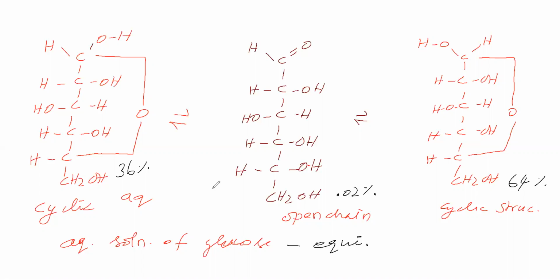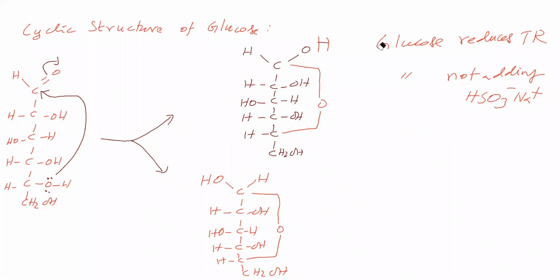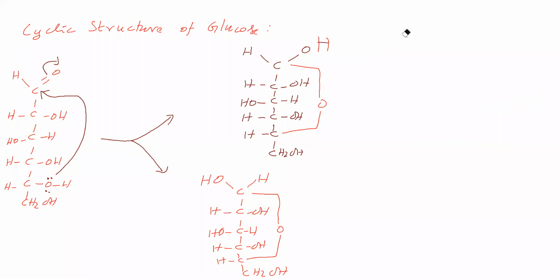Next, the aqueous solution of glucose does not go for addition reaction with sodium bisulfite because the concentration of this open chain form is insufficient. That's all. So we have explained why glucose reduces Tollens reagent, because the concentration of open chain form is sufficient. And why glucose does not add with sodium bisulfite, because the concentration of open chain form is insufficient. Now we will take these two.